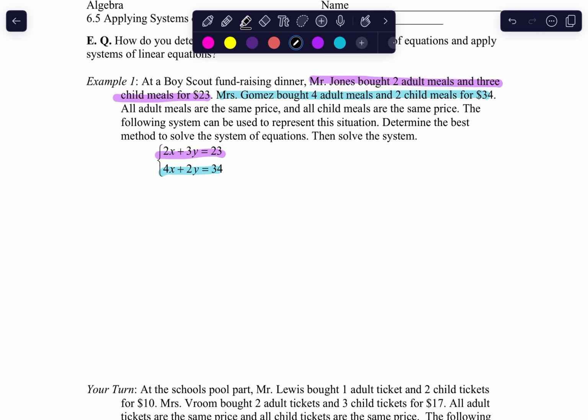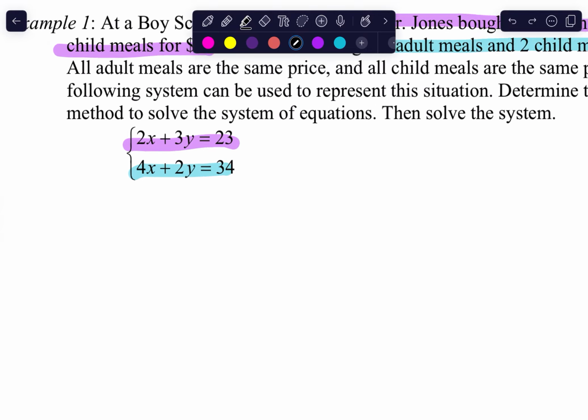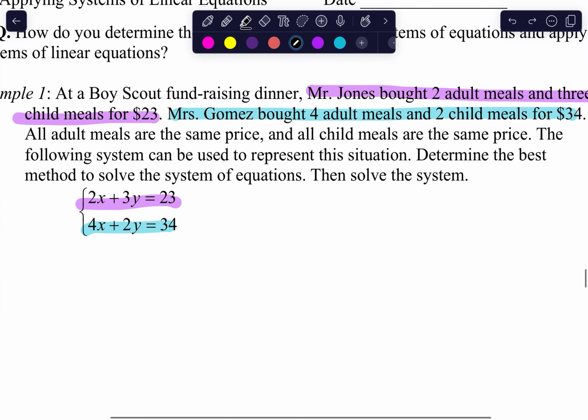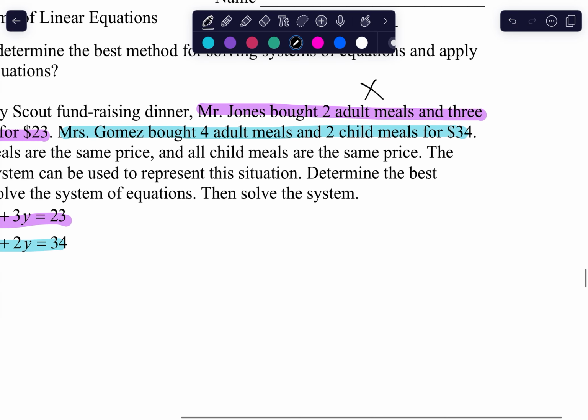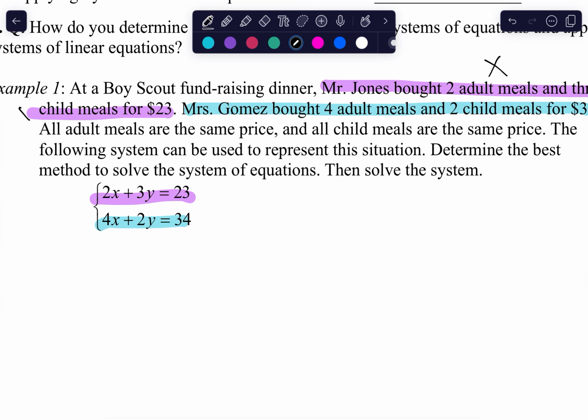So it says Mr. Jones bought 2 adult meals. So 2 adult meals, and we have a 2x. And then 3 child's meals, we have a 3y equals $23. Sorry, black was probably not the best choice there. So they let x equal adult meals, and they let y equal child's meals.